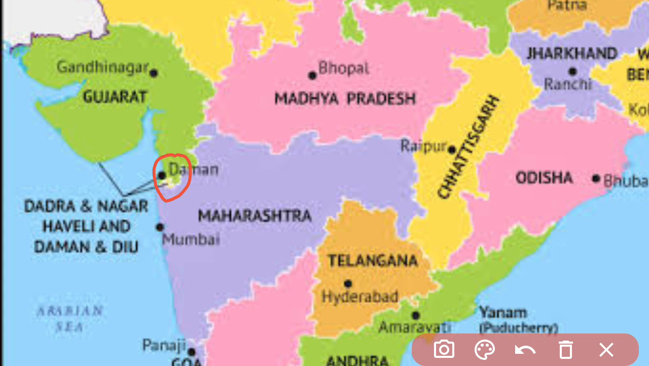The other union territory is Daman and Diu. Daman and Diu is located here, where I have marked another red circle, and the capital of Daman and Diu is Daman.